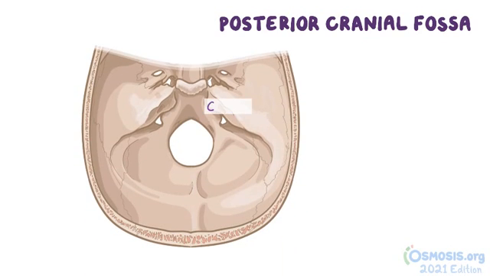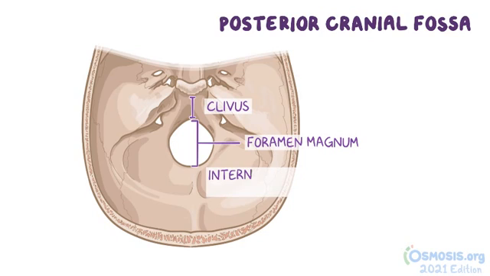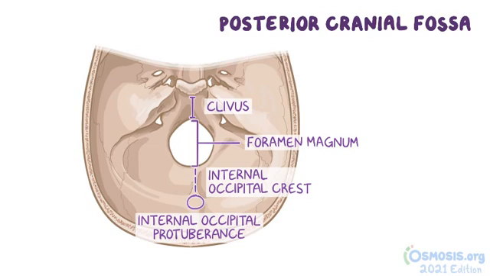In the midline, there's the clivus of the occipital bone, the foramen magnum, the internal occipital crest, and the internal occipital protuberance.